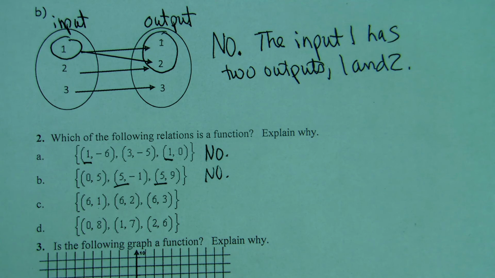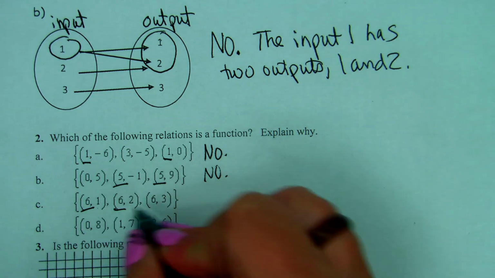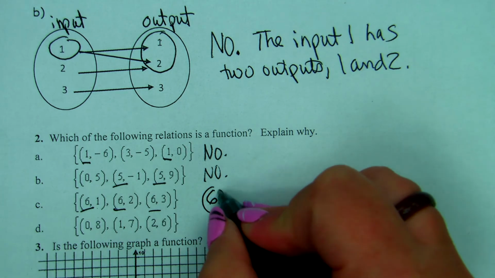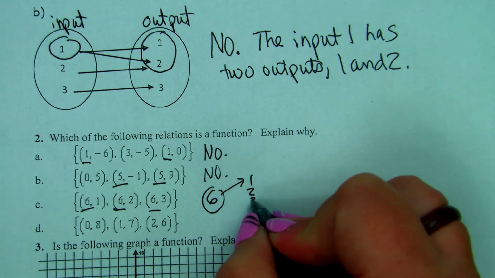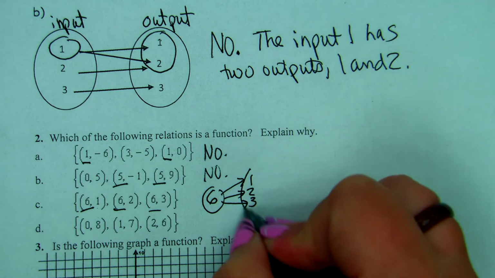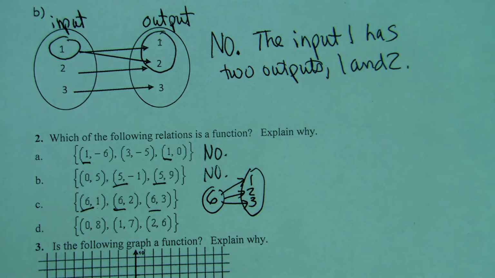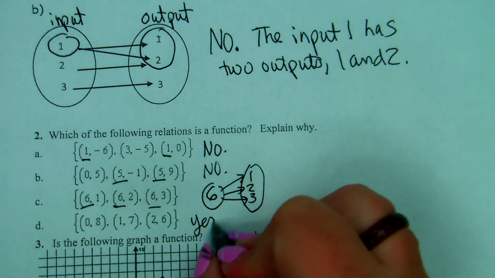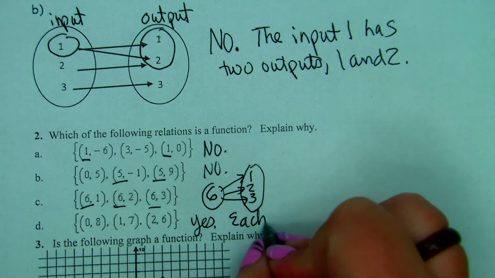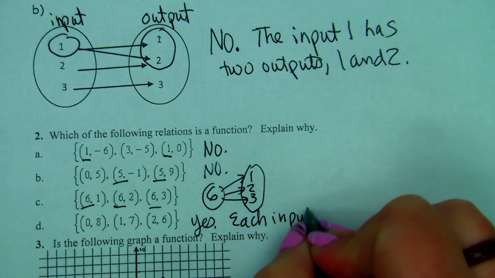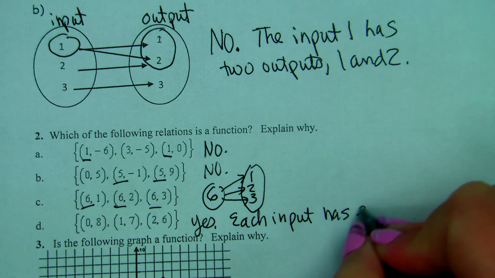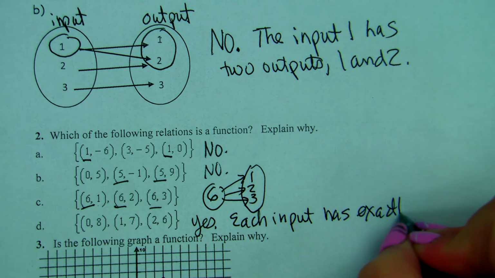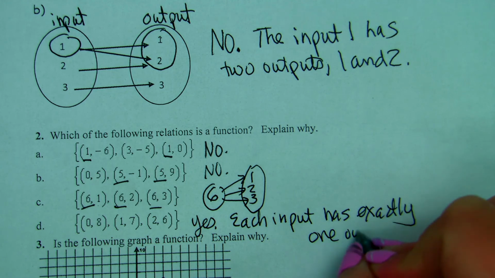How about C? That one's really bad because 6 is mapped to 1, 2, and 3. So it definitely doesn't have exactly one output. And then how about D? 0, 1, 2. So yes. Why? It says explain why. Each input has exactly one output.